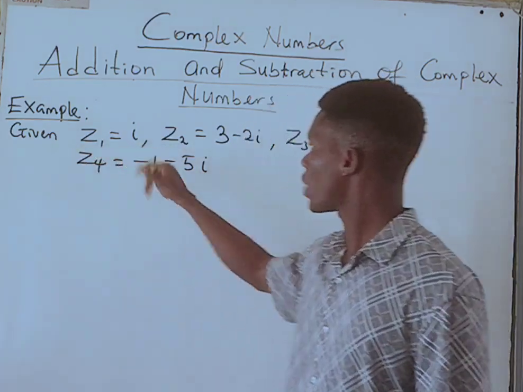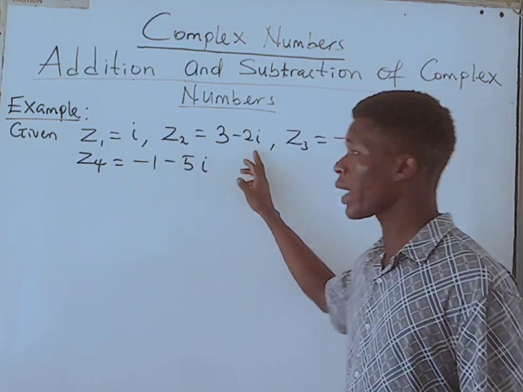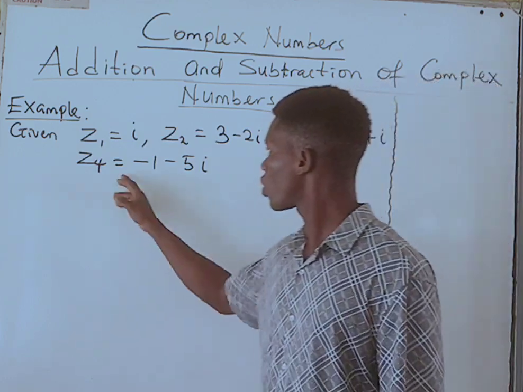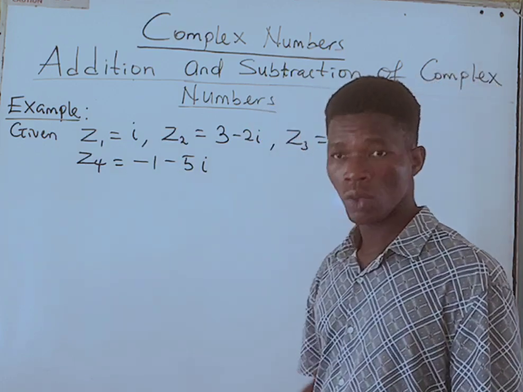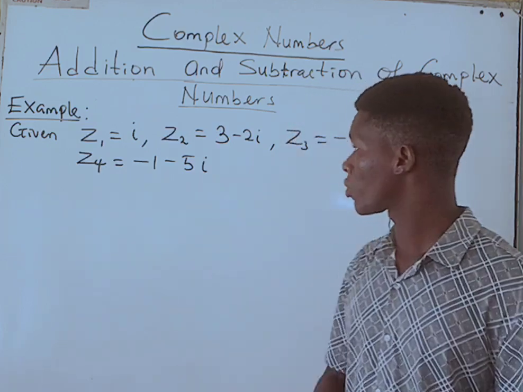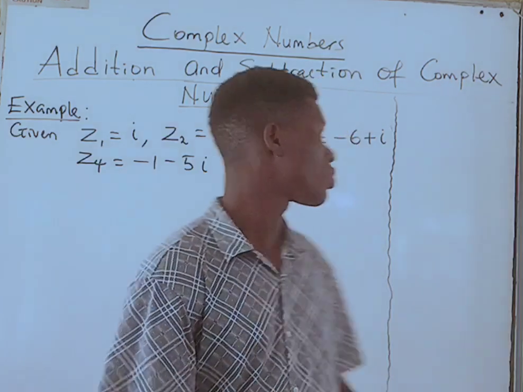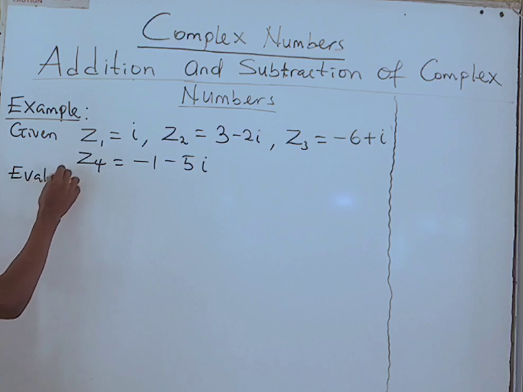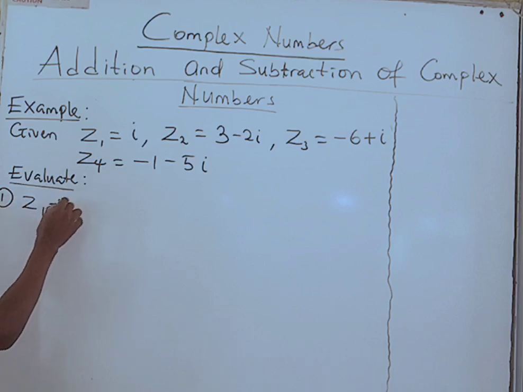Z1 equals I, Z2 equals 3 minus 2I, Z3 equals minus 6 plus I, and Z4 equals minus 1 minus 5I. So we have questions here that we are going to apply these to, but because of the space, I'm going to write them one after the other. The first one is, we want to evaluate Z1 plus Z2.